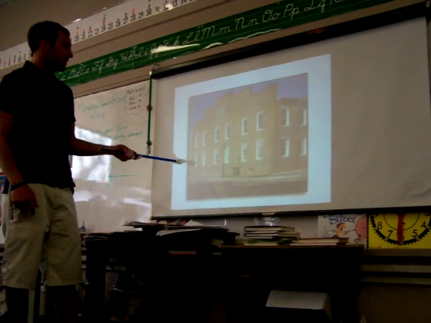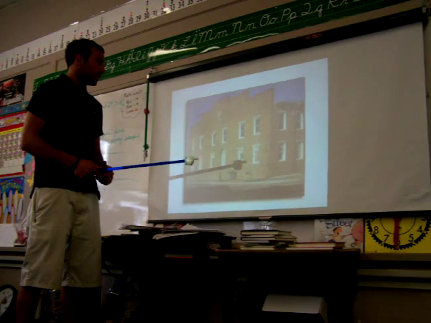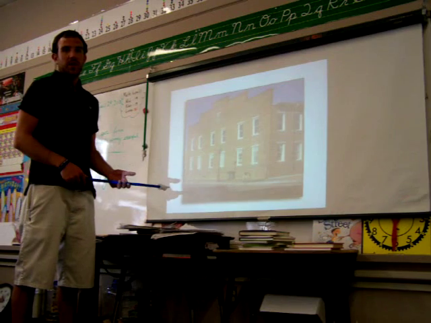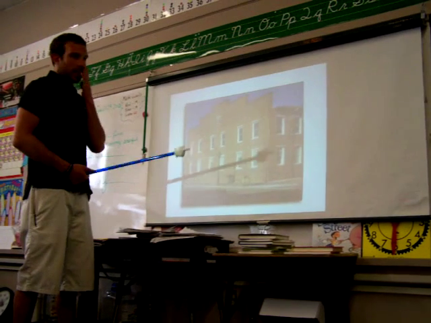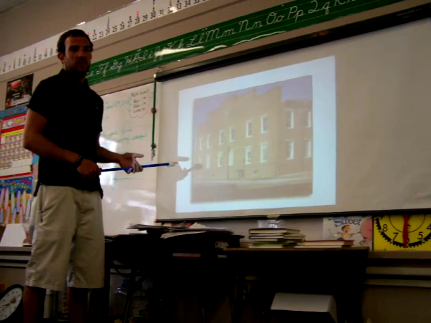Here's a good example, sorry it's a little blurry, of a Type 3 ordinary construction. It's hard to see, but it's a complete brick building. The insides are still made of wood and have wood flooring, wood members, and everything, but it's just the outsides that are made of brick.